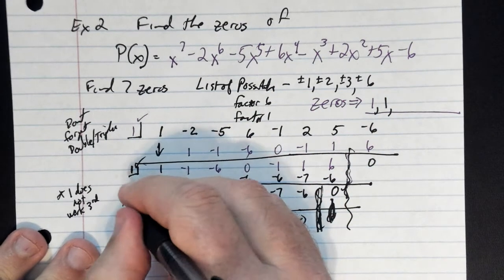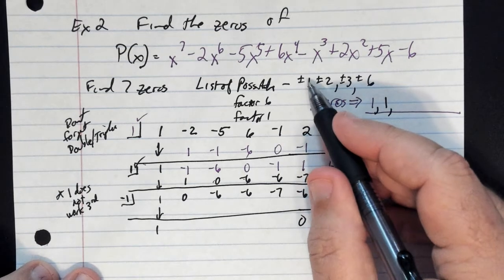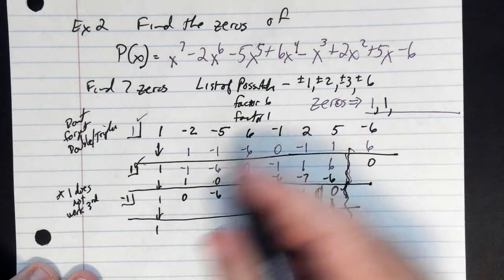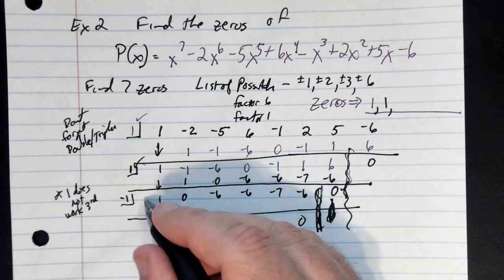So now I'm going to try negative 1. Why do I try negative 1? Because that's the next easy number. I did positive 1, now I'll try negative 1. So we're going to run that through.